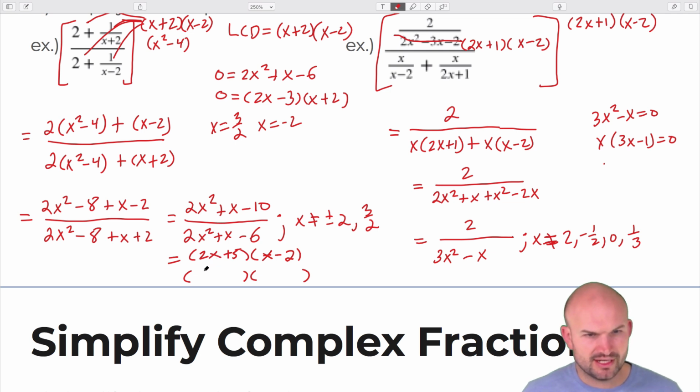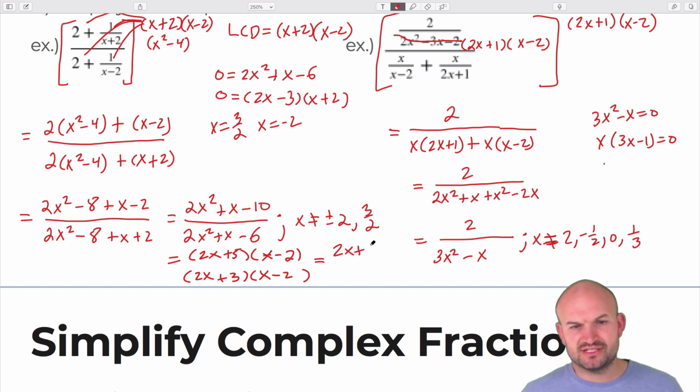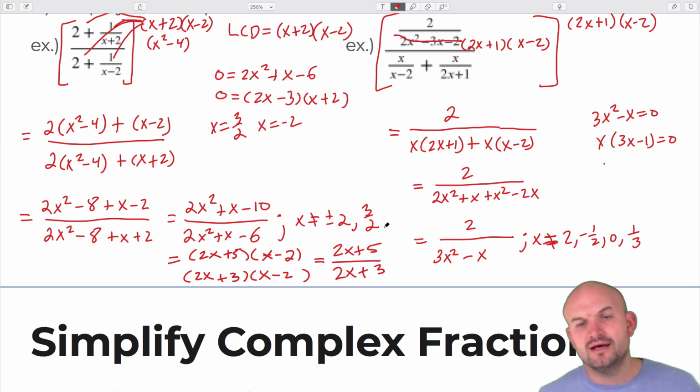And then for this one, it's not going to be 2x plus 5, so I'm assuming it's going to be x minus 2. So therefore, this would have to be a 2x plus 3. And let's see if that works. It does. So therefore, my actual simplified result here turns out to be 2x plus 5 over 2x plus 3. So you've got to be very careful when you're doing these problems. Make sure you further simplify them.